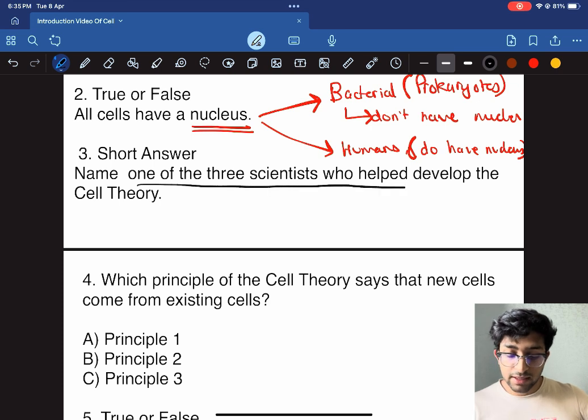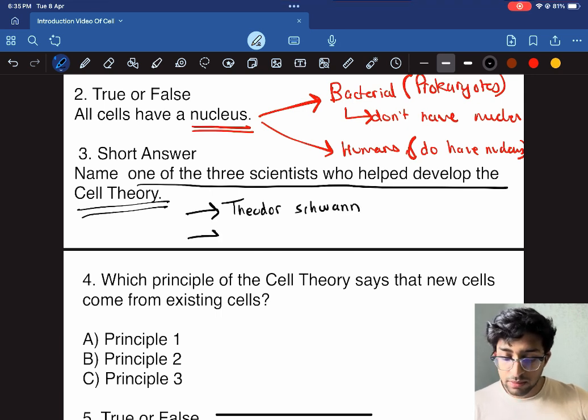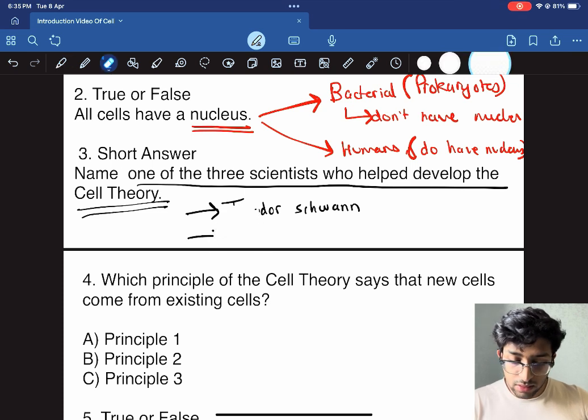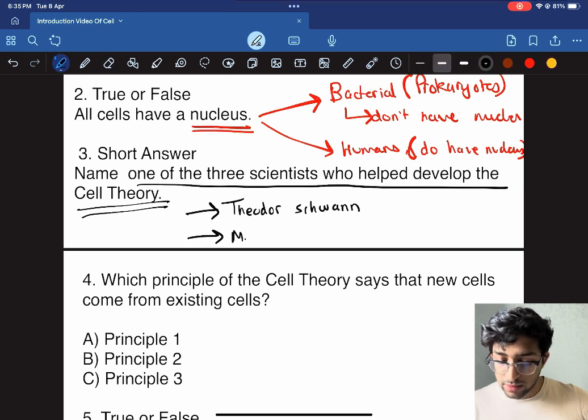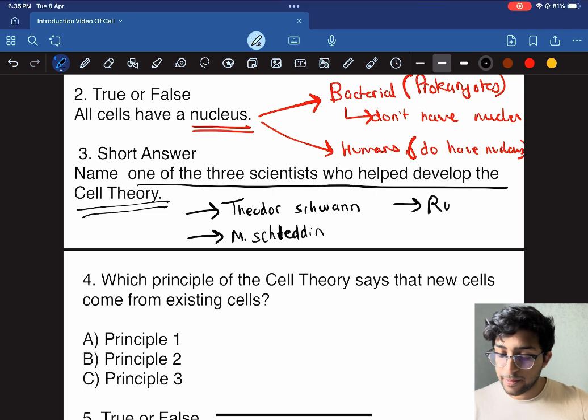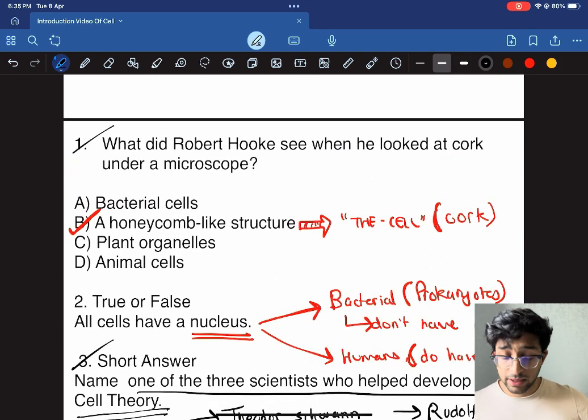Now the third question, name one of the three scientists who helped develop the cell theory. One was Theodor Schwann. Second was Matthias Schleiden. And third was, yes, Robert Hooke. Not Robert Hooke, Rudolf Virchow. Correct? One is done. First, second, third, right?